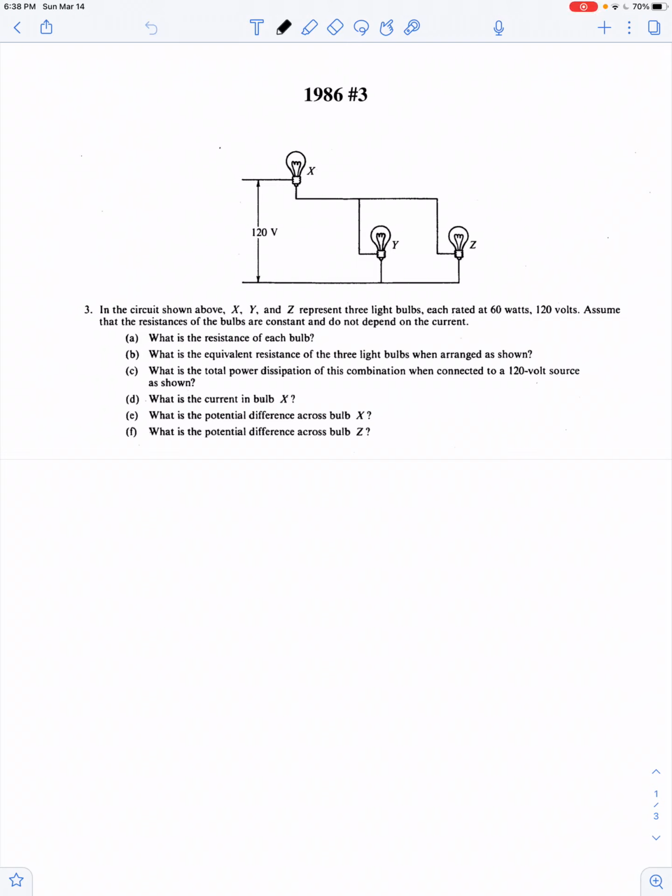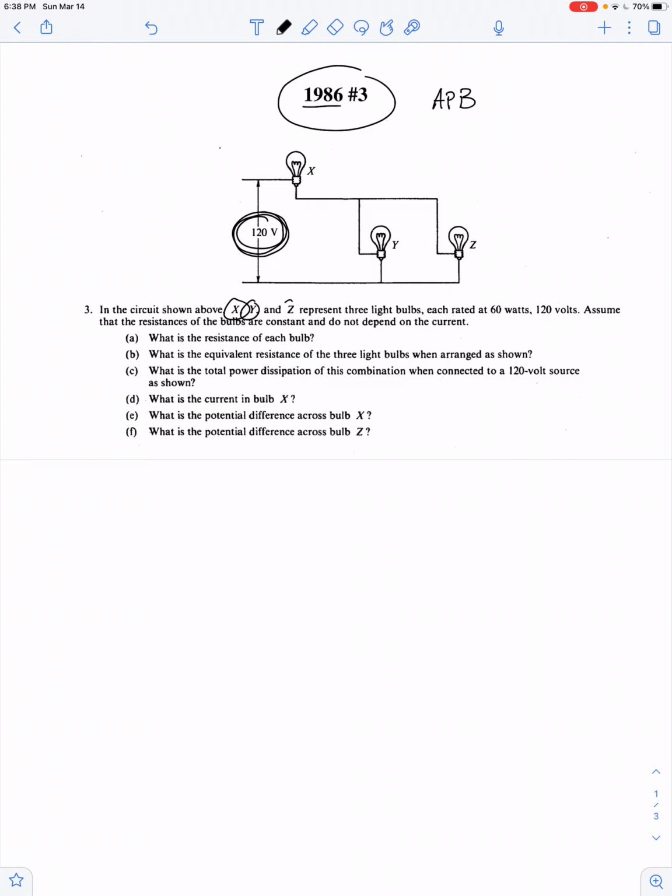Here's an example problem taken off an AP exam. This is from the AP Level B exam from 1986, problem number 3, and it seems to be somewhat related to household electricity, right? This potential difference of 120 volts is powering 3 light bulbs labeled as X, Y, and Z.